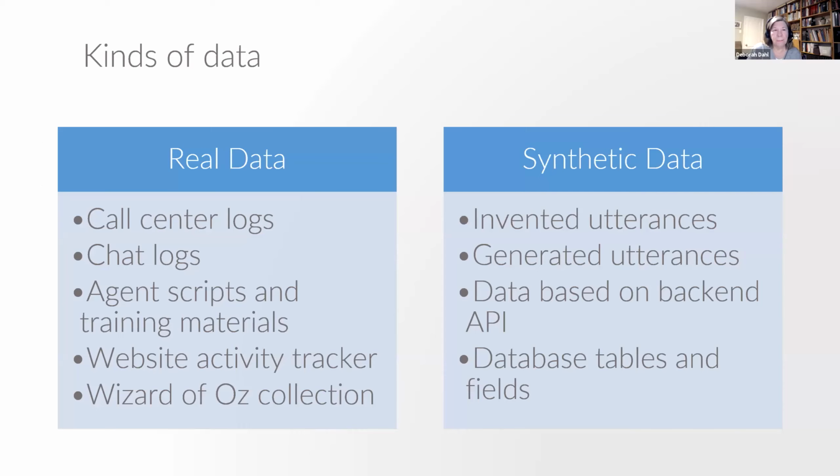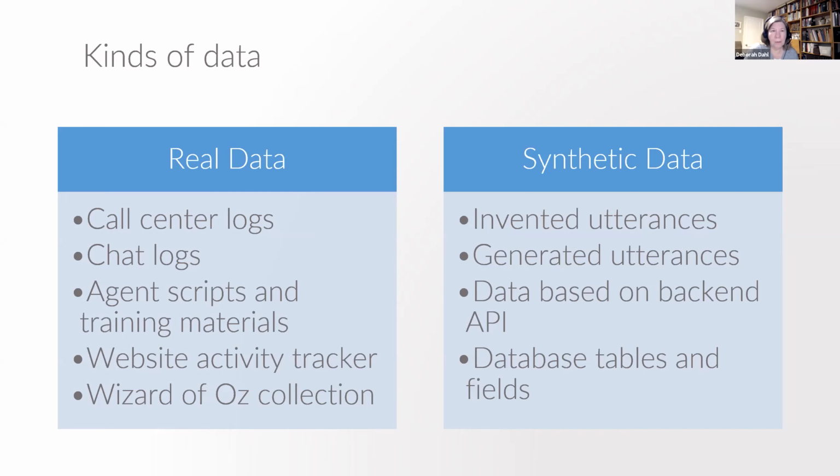You can actually do experiments with what's called a Wizard of Oz approach, where you have a human simulate the system and have people ask questions. If you don't have real data, there are lots of different ways of getting synthetic data. It's not as trustworthy as real data because it's made up, but it's better than nothing. You can invent utterances. You can use some grammars or regular expressions to generate possible utterances in your application. You can kind of reverse engineer the backend API, which we kind of saw a minute ago. And if there's a database, you can also look at the names of the tables and fields.